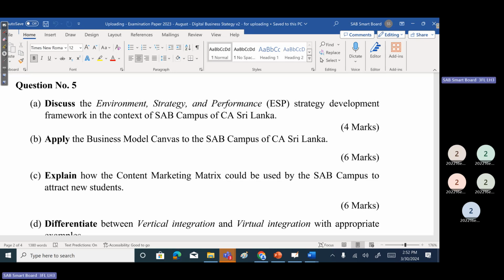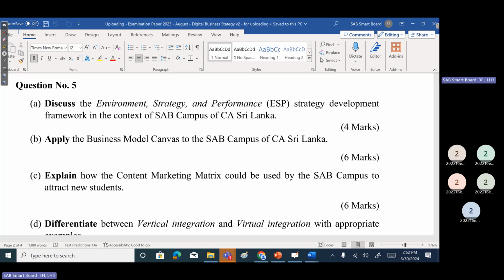Discuss the environmental strategy and performance (ESP) strategy development framework in the context of SAP campus. Apply the ESP framework for SAP campus. We discussed the separate slideshow on the ESP framework. ESP stands for environmental analysis, strategy making, and performance evaluation.